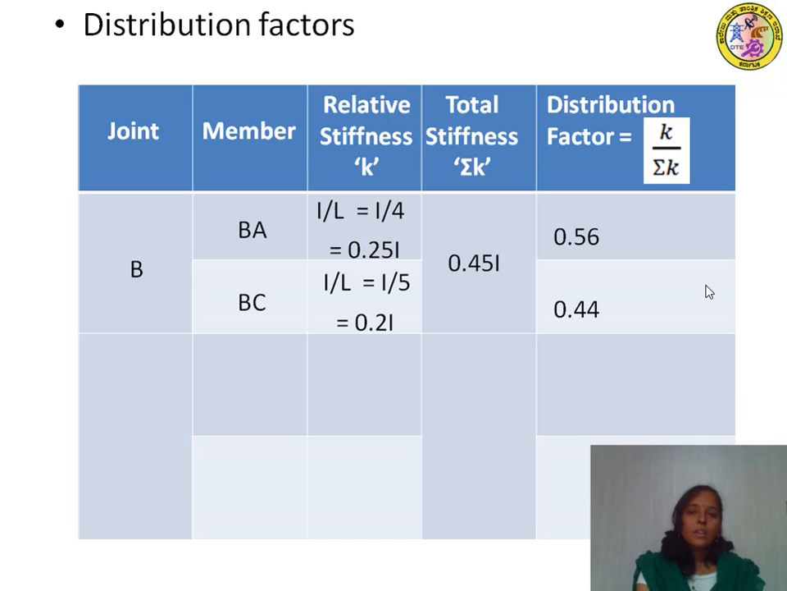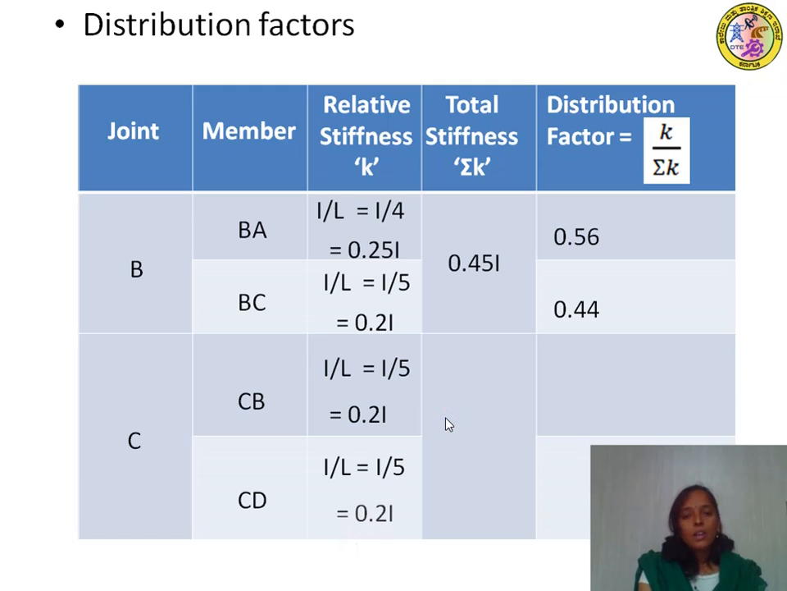Next we will consider the other intermediate joint, that is joint C. The members meeting at joint C are CB and CD. First we will consider member CB. The relative stiffness for member CB is I by L. It is equal to I by 5, which will be equal to 0.2 I. Next, the member CD is calculated. Relative stiffness for member CD is calculated by using I by L. The value of length is 5 meter. Therefore, the relative stiffness for member CD is also equal to 0.2 I.